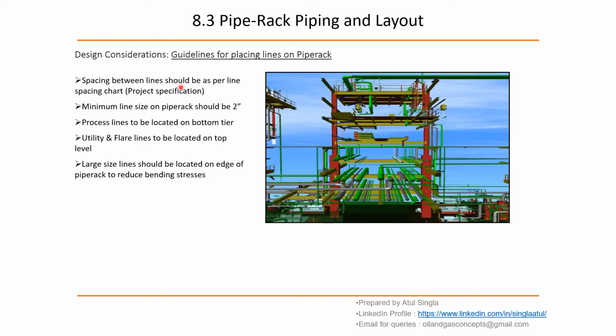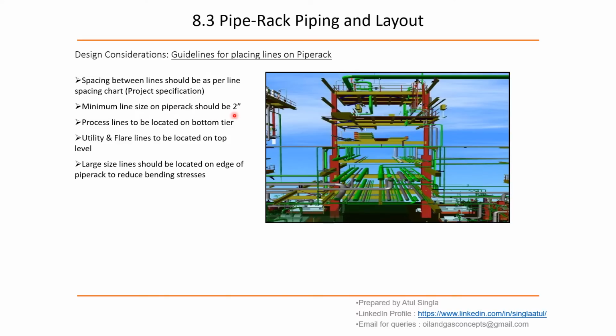Spacing between lines should be as per the line spacing chart. In the first part of the video we already discussed that we have to take half body of flange, then insulation thickness, then half diameter of the smaller line. That is the basic criteria, but we have to follow our project specification for the spacing chart to decide the gap between lines placed on all the tiers.